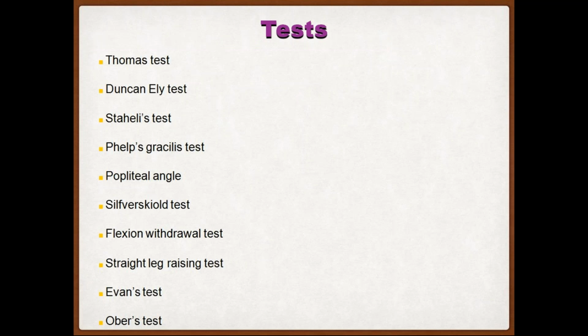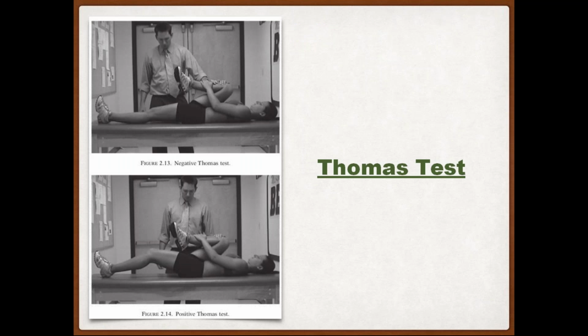And there are different tests to know which muscles got affected. Thomas test, Duncan-Ellis test. Thomas test is for the iliopsoas muscle, Duncan-Ellis test for the rectus femoris muscle. Like this, for every muscle there is a specific test to know which muscle got affected. Staheli's test, Phelps-Gracilis test, popliteal angle test, flexion withdrawal test. These are different tests. Ober test for the iliotibial band. Thomas test generally for iliopsoas.